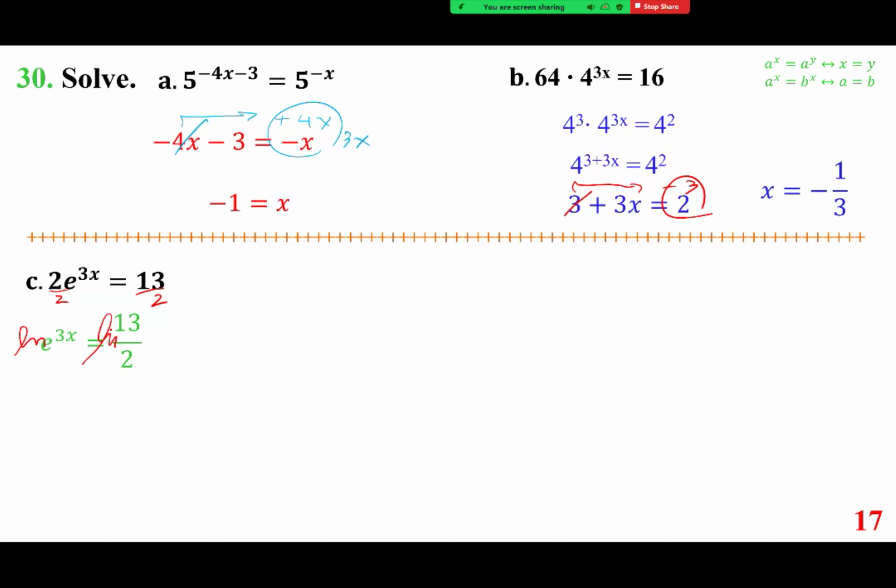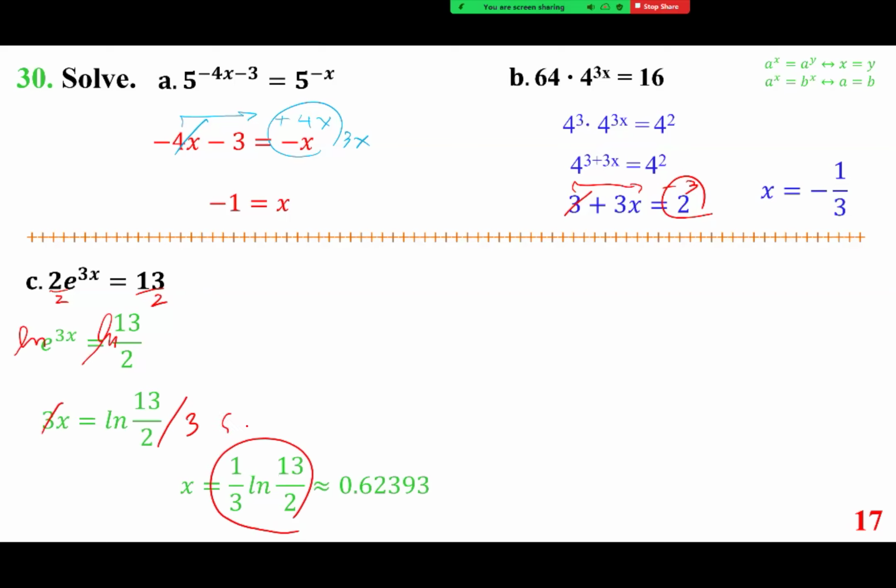So the left side is 3x. And the right side is ln of 13 over 2. I'm going to divide by 3. And this is the exact answer, everybody. Always write your exact answer. And then this is the approximation, however many decimals they ask you to put.